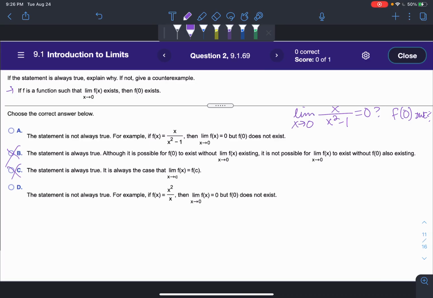So what happens if we try to plug in 0? We get 0 over 0 minus 1. And so 0 over minus 1 is just 0. 0 divided by anything but itself is 0. So this is true. So now let's see what f of 0 is. Does my f of 0 exist?